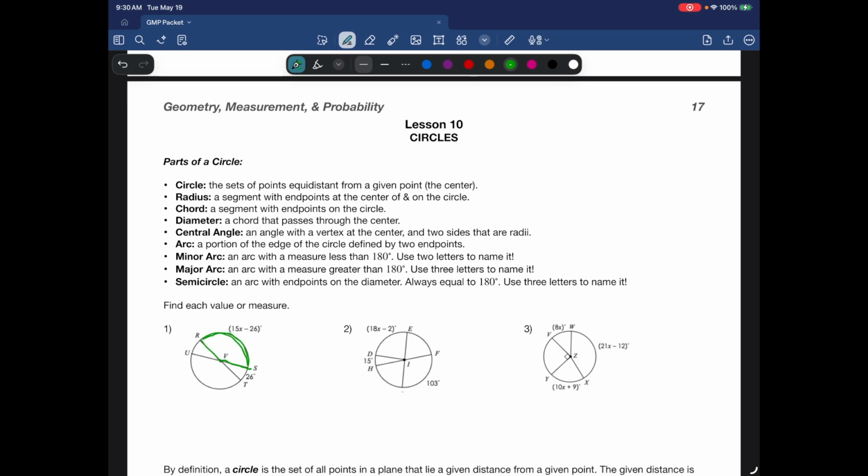As long as the arc is less than 180, then it's a minor arc and you represent it with 2 letters. If it's a major arc, it's greater than 180 and you represent it with 3 letters. And if it is a semicircle, it is 180 degrees and you still represent it with 3 letters. Okay, so knowing this, let's get busy.